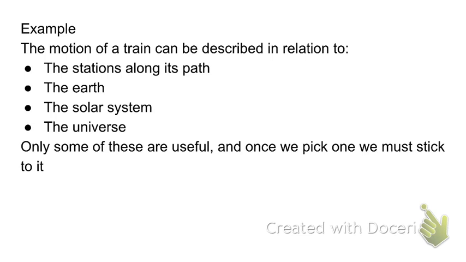So if we're going to talk about the motion of the train, and we think it's most useful to use the stations along its route to measure its motion, then we need to stick to that, as opposed to motion along the surface of the Earth, or cities, or things like that. We want to make sure that we're sticking with our frame of reference, because, again, if we change it, we could affect the problem.